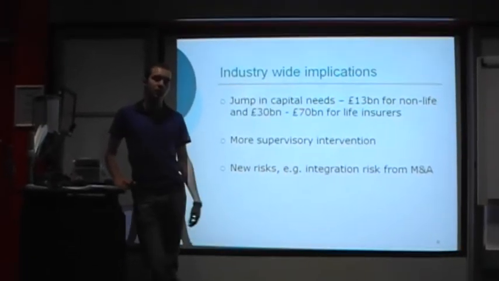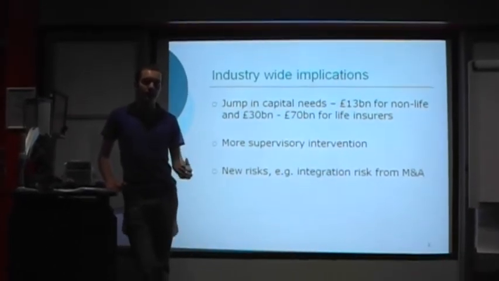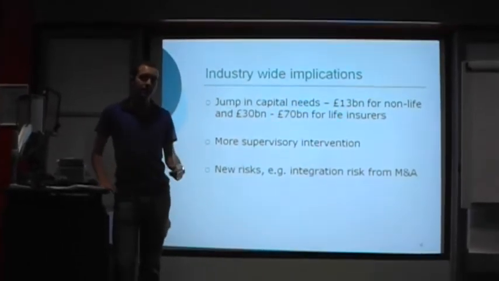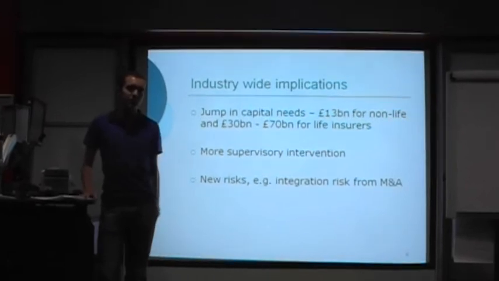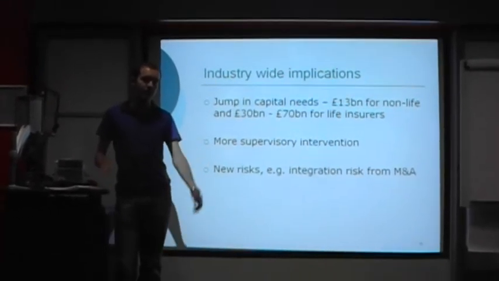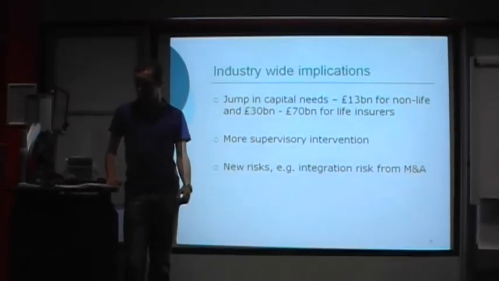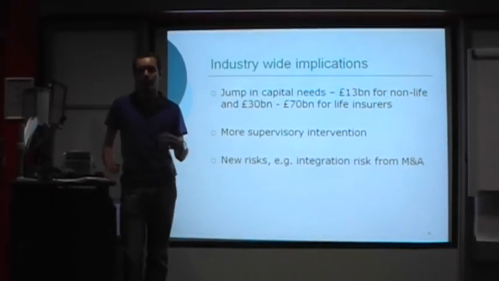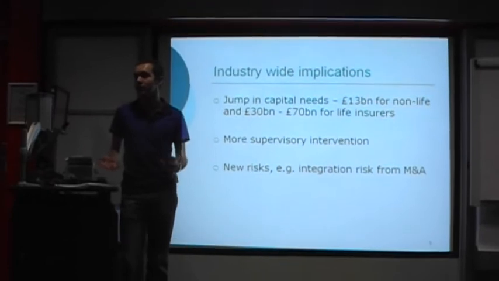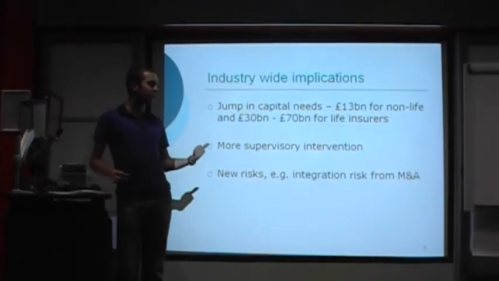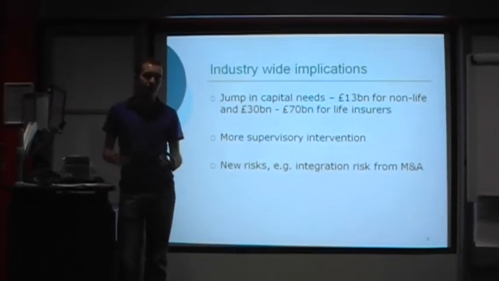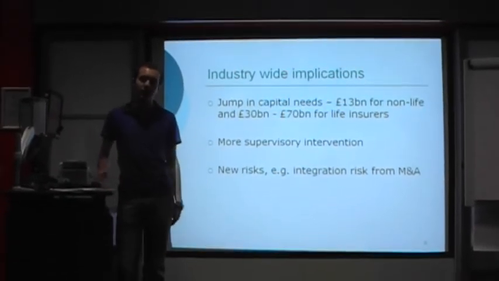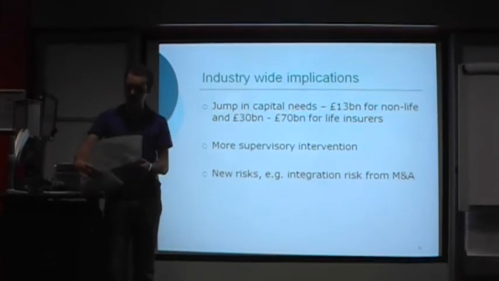The insurance companies are also going to need to get used to having more intervention from the regulator. There's maybe been a bit of a distant relationship in the past. They're going to get used to working together a bit more closely, and they're also going to need to get to grips with managing and valuing new risks they maybe haven't considered before, such as integration risk from M&A. That's a new risk that the insurance companies haven't considered before, that they're going to have to now think about under the Solvency II requirements.